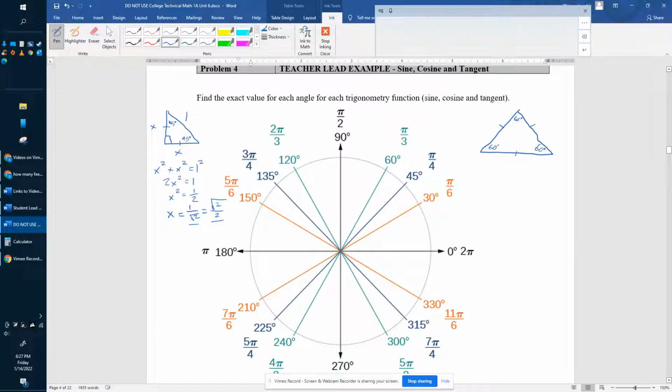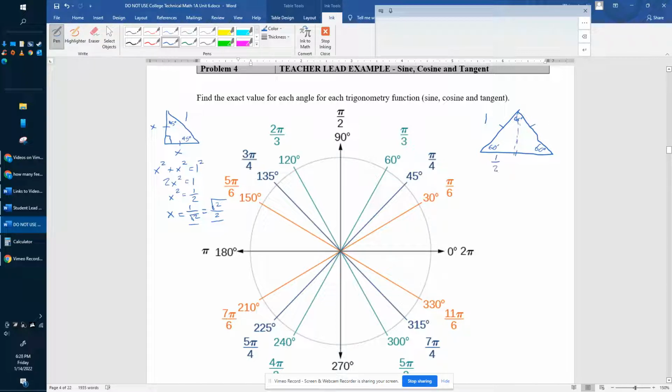Now, what if we cut this triangle in half? Now, one side of this triangle is half of the longest side. So we said that these were all equal sides, right? So now, if we said that one side was length 1, this side is now length 1/2.